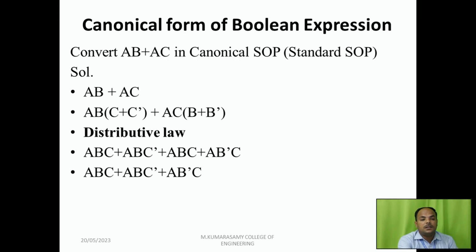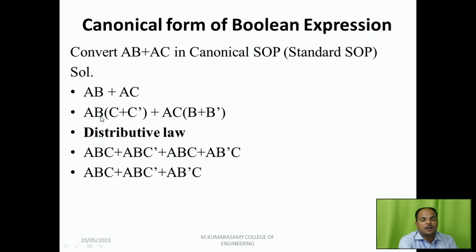We will go for an example of the canonical form of a Boolean expression: as we saw in the previous example, convert AB plus AC into canonical SOP. We want to convert this normal SOP into canonical SOP. The solution is to first write the expression AB plus AC. Then we check the first step: which literal is missing in each term. In the first term the literal C is missing, in the second term the literal B is missing. So as per our step, we have found the missing literals. Next, since it is an SOP, we AND the missing literal with its complement literal.